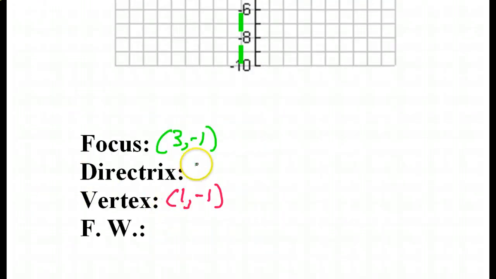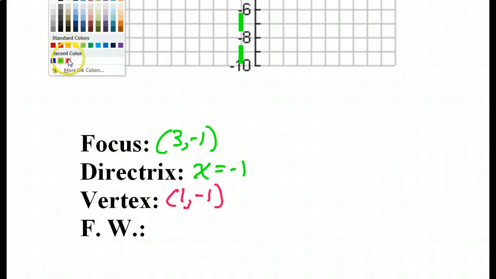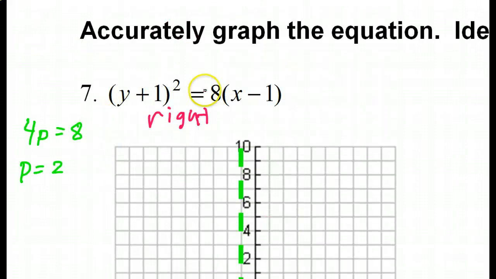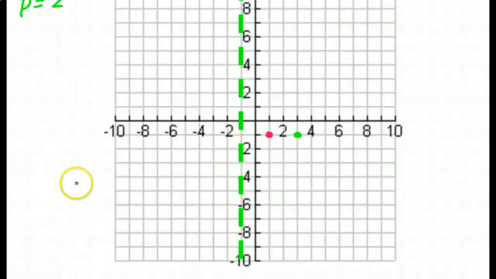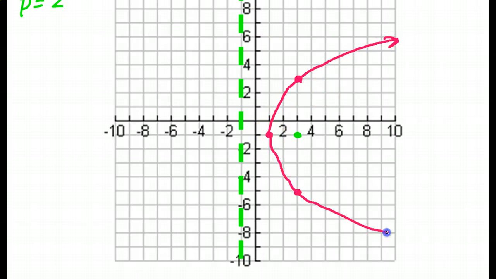This stands for focal width. We're going to need that next anyway. The focal width is 8, so there you go. The focal width tells me the width of the parabola at the focus is 8, which means from the focus, I need to go 4 up and 4 down. And then I can just draw it from there. Okay, that is it for number 7.